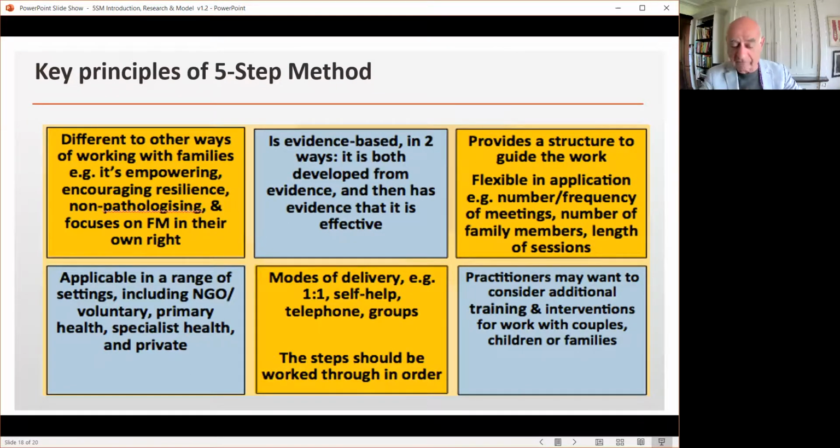But we do recommend that steps should be worked through in the order that they're written. And there are lots of reasons for that, which we'll go into in other videos. It's also the case that if you are thinking about doing it in a setting other than a 1-to-1, so if you're thinking about doing couple work with both parents or more members of the same family, or groups with more than 1 person, a number of people from different families collected together, you may want to consider some additional training. So that you feel more familiar working with couples, more familiar working with families, and more familiar working with groups.